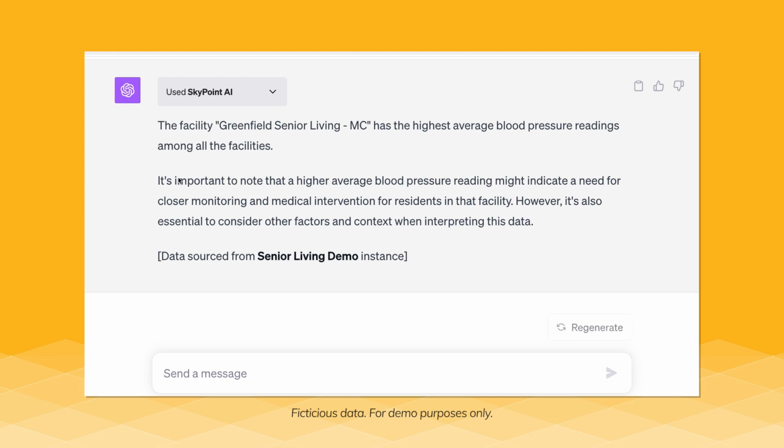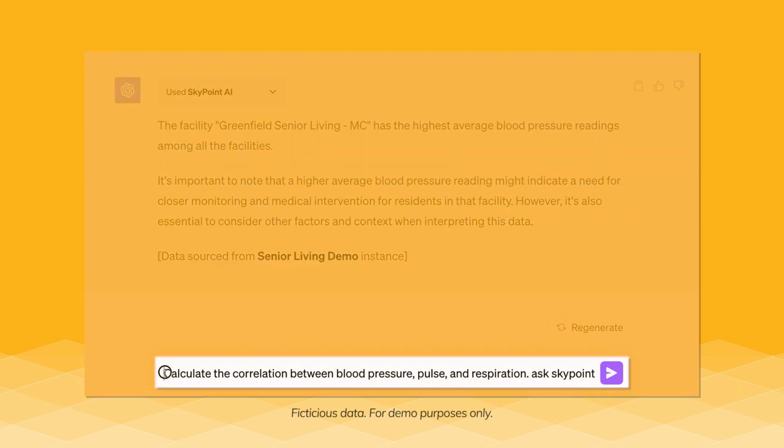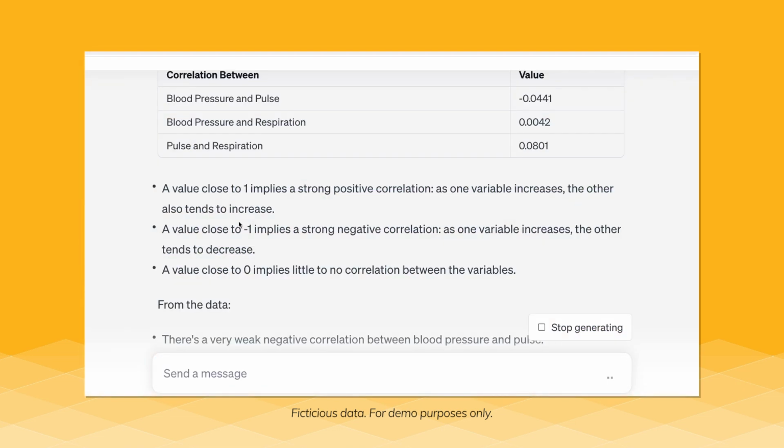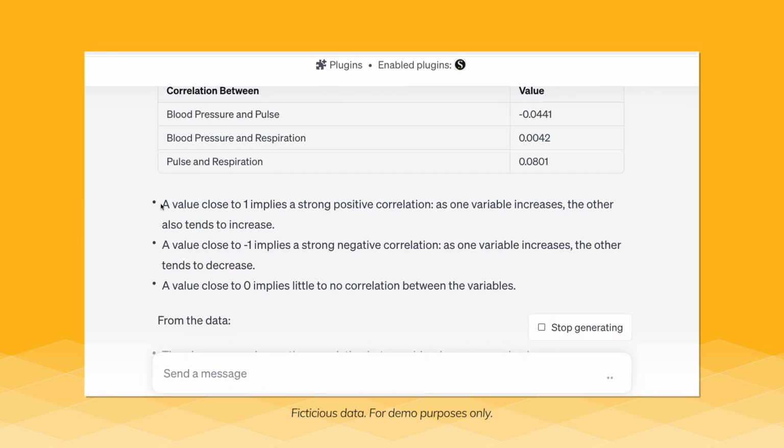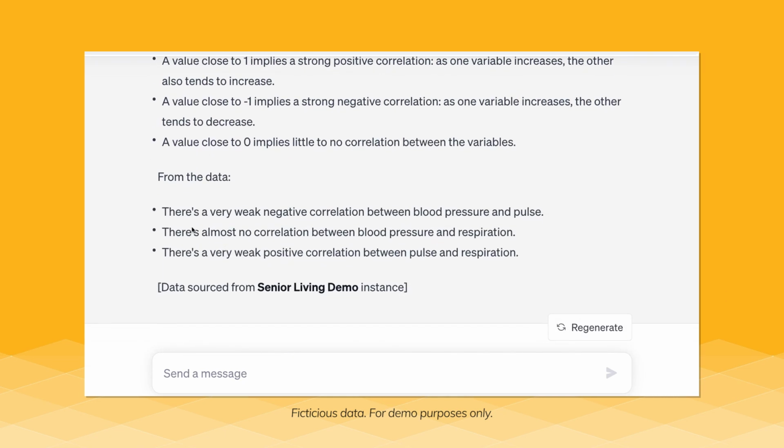What's nice about this response is not only does it provide you with the answer, but it also gives you a reason why. It's calling out the fact that this might indicate a need for closer monitoring and medical intervention. Now I want to see the correlation between blood pressure, pulse, and respiration with some additional reference to explain the different values and what you can decipher from those values, as well as explaining the correlation.